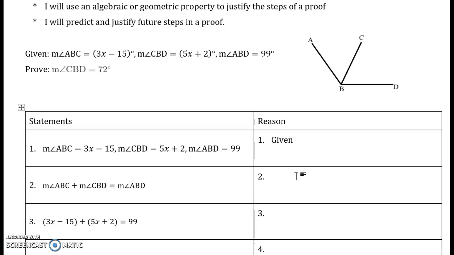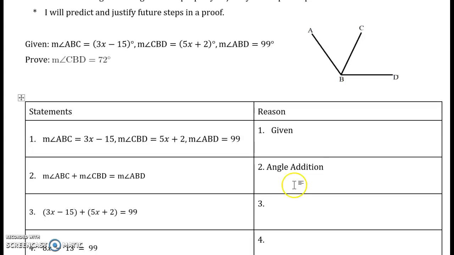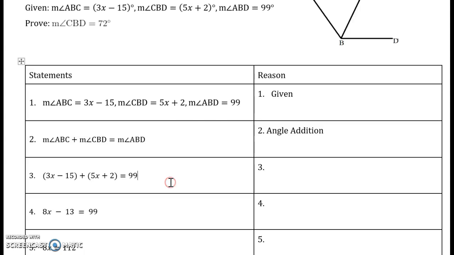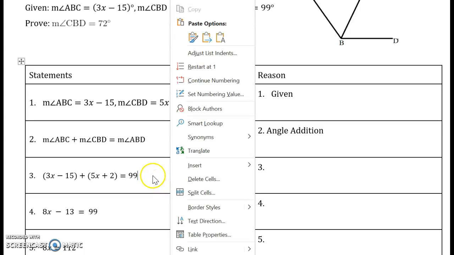So the first thing I'm looking at, the second statement says angle ABC plus CBD is equal to the measure of angle ABD. Well, that's angle addition, right? So angle addition is the justification. Okay. For our next statement, we have 3x minus 15 plus 5x plus 2 equals 99.